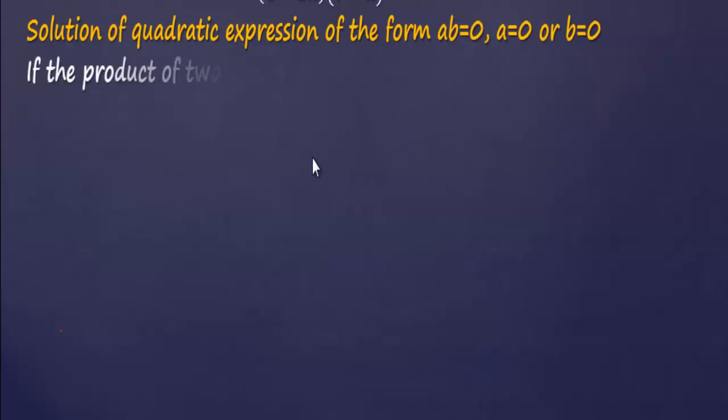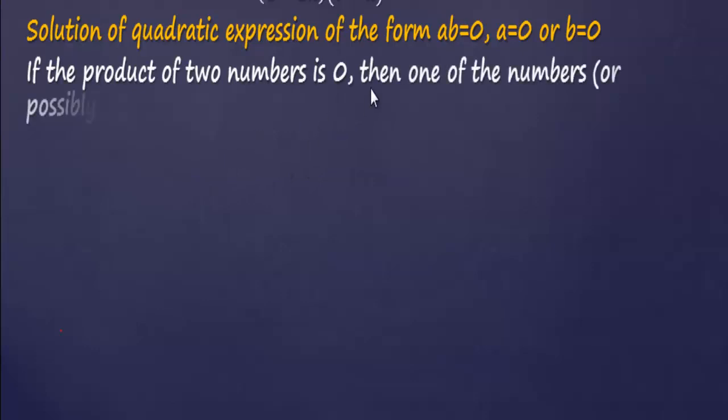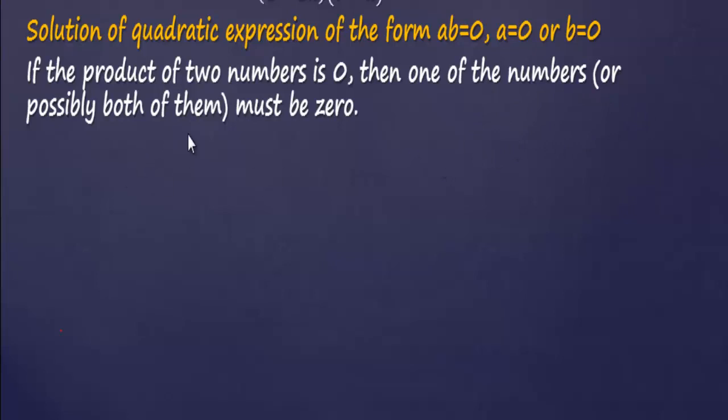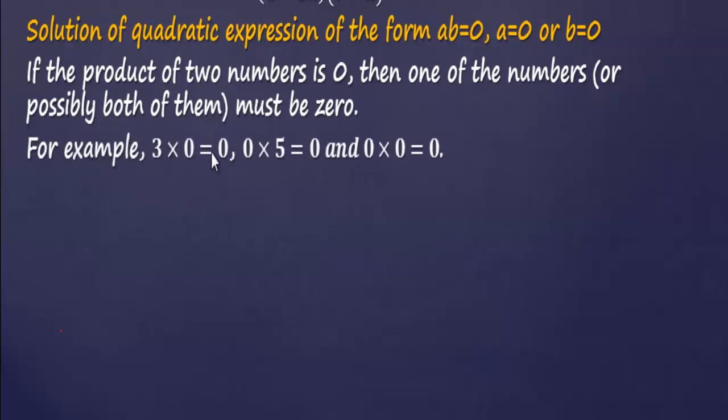Let's move forward. Now, if the product of two numbers is 0, then one of the numbers, or possibly both of them, must be 0. At least one must be 0, or both are 0. For example, when you have 3 times 0, you are going to get 0. That's because 0 is there. And when you have 0 times 5, you are going to get 0. When you multiply 0 times 0, you are going to get 0.